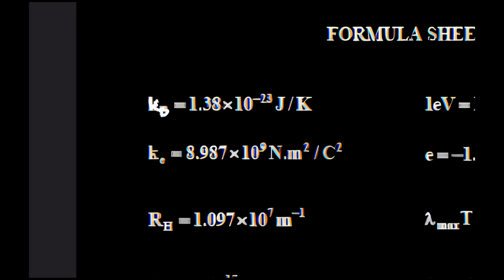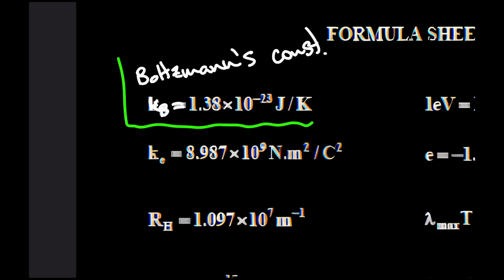This is k_B. I think what this means is Boltzmann, with one, maybe two n's. Boltzmann's constant. So this is green because it is a constant. I'll circle that in green like that.